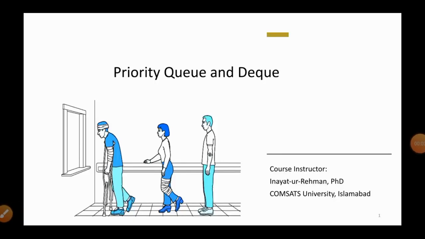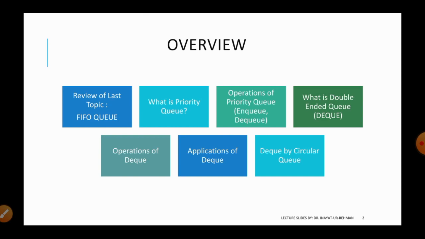Inayat Ur Rehman, and today I will discuss the priority queue and double-ended queue. First of all, we will review the last topic, which was about the FIFO queue and circular queue. After that, we will discuss the priority queue, its operations, and then we'll discuss the double-ended queue.